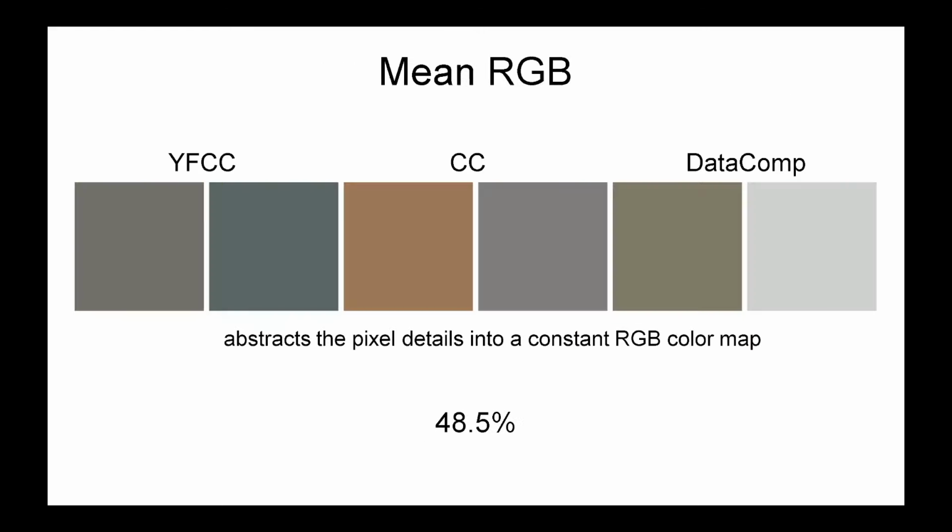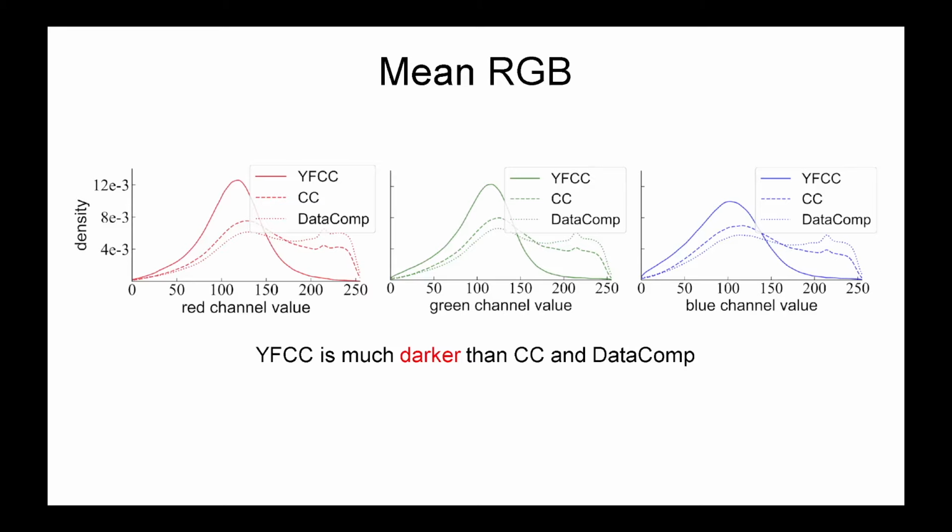Now, what if we just average the RGB values across all pixels in an image? These simple color statistics can still lead to non-trivial classification accuracy. If we look at the distribution of mean RGB channel values across all images, we can see that YFCC is darker than CC and DataComp.